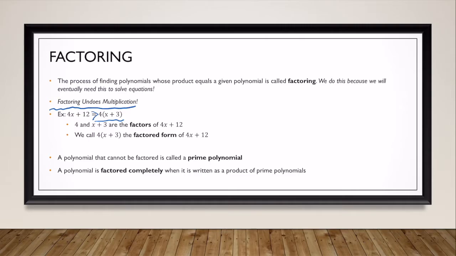A polynomial that cannot be factored is called a prime polynomial. So for example, if I had 5x plus 3, these terms have nothing in common. Their greatest common factor is 1, so it's going to be prime. I can't factor it any further. A polynomial is factored completely when it's written as a product of prime polynomials. So for example, 4 can't be broken down any further, and neither can x plus 3, so it is fully factored in that form.